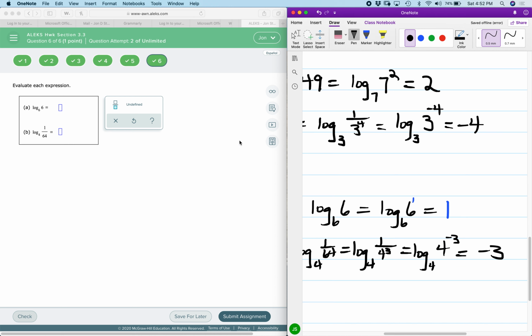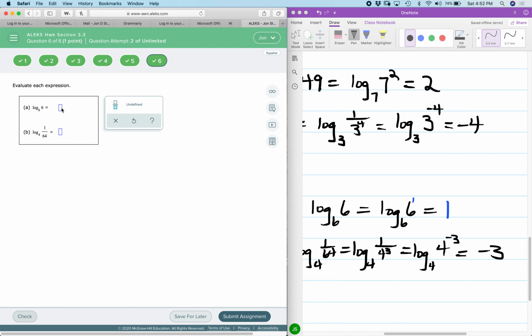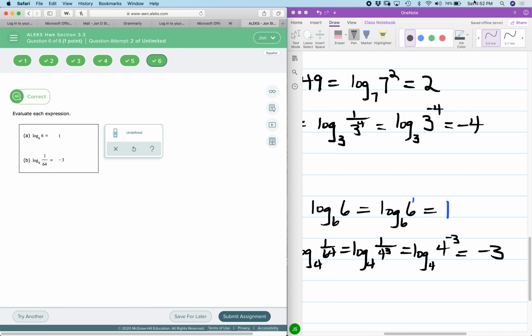So again, for part A we have 1, and for part B we have negative 3. And checking out, the result is correct.